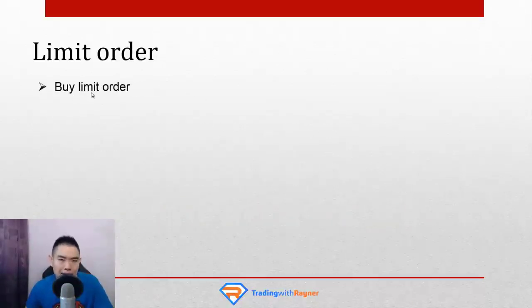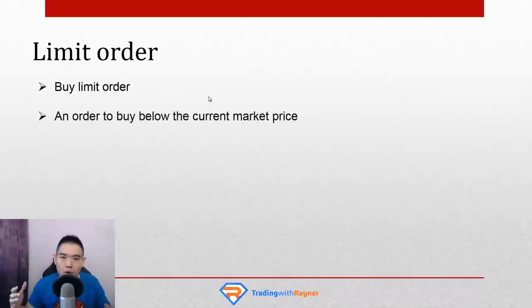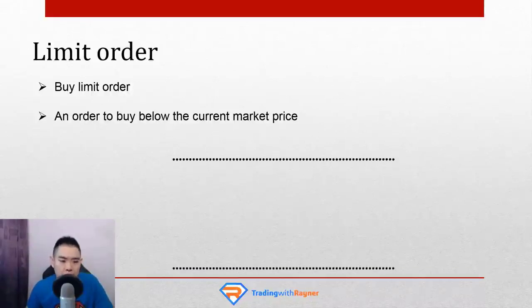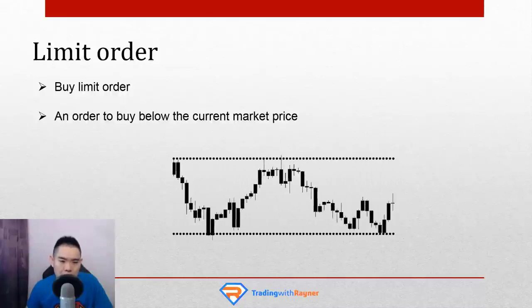So again, let's talk about the buy limit order. Sell limit order is just the opposite. So a buy limit order is an order to buy below the current market price. Let me give you an example. Let's say the market is in a range between these highs and these lows. It goes up, comes down, goes up, and now it's in the middle.